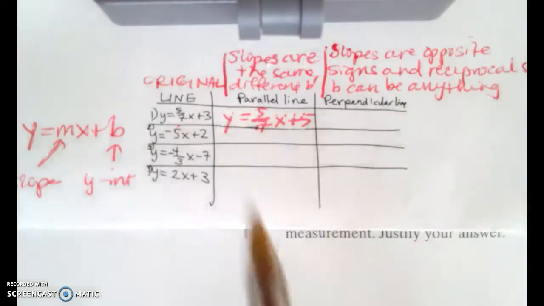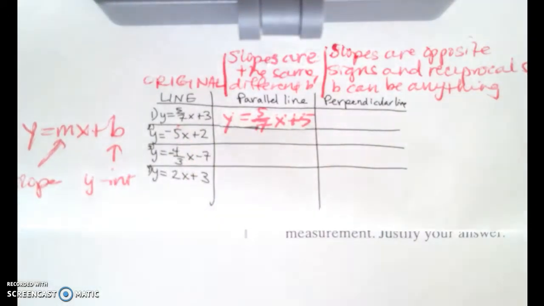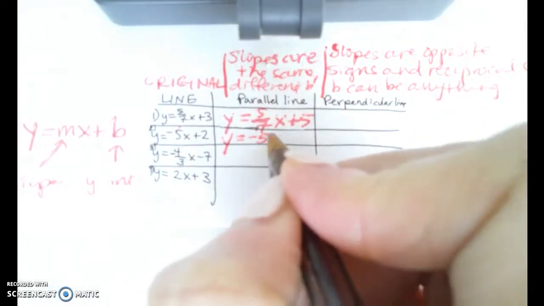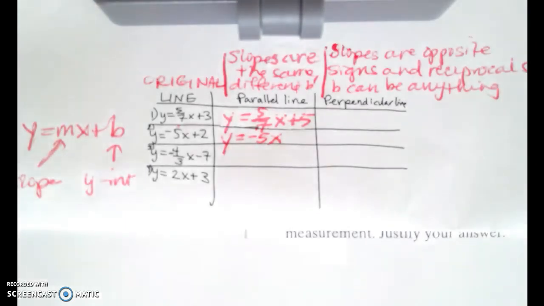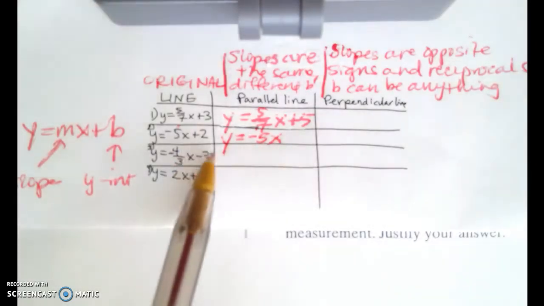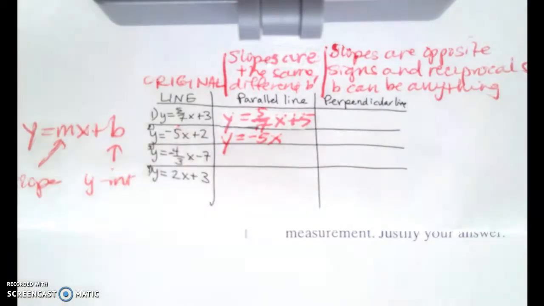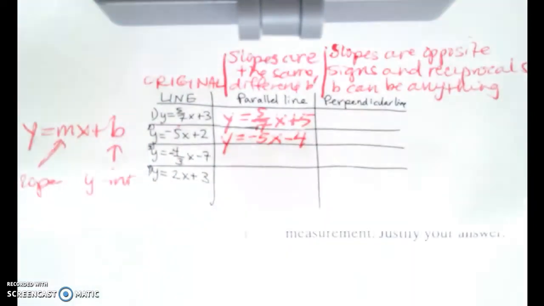For the second one, the slope is -5. So the equation of the line I'm going to write parallel to it also needs a slope of -5. And again, I can choose any b value I want other than positive 2, because we don't want it to be the same exact line. We want it to be one parallel to it. So here, maybe I'll choose -4. Apologize, this pen is not the greatest.